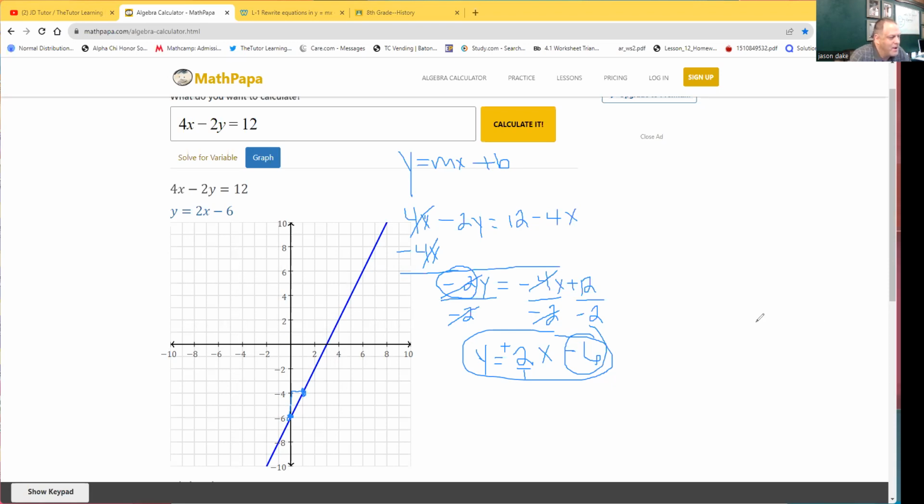All right, guys. So our answer is going to be y equals 2x minus 6. All right, we just completed a word equation to get it to look like y equals mx plus b in the standard form.